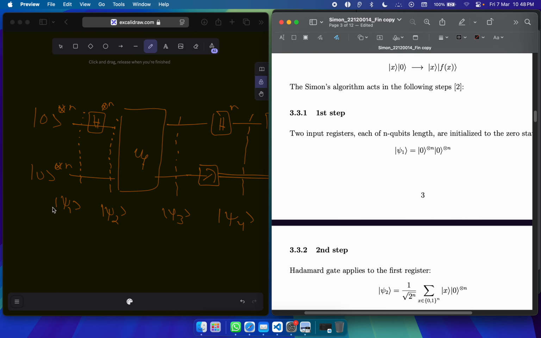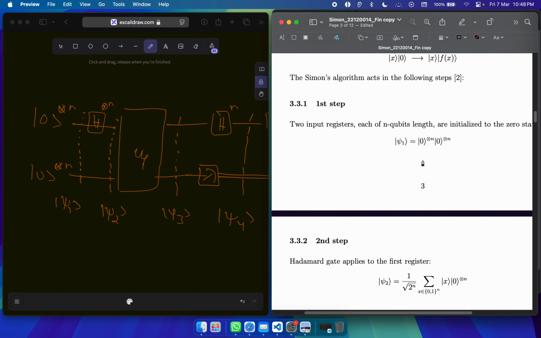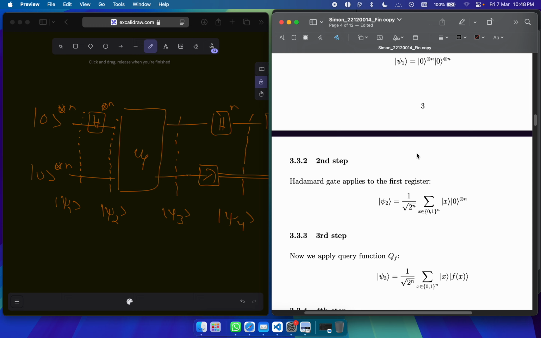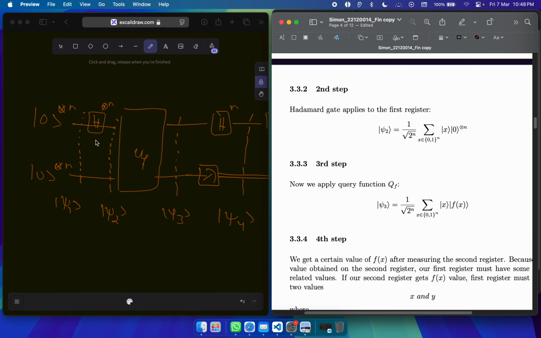So it's saying that psi1 is going to be this state, which is a tensor product of both of these. Those of you familiar with such calculations, this will make sense to you. If it doesn't, you have to go back to the basics. And now what happens when you apply Hadamard to n states? Well, you create an equal superposition of them. As you can notice, nothing has happened to this second register.